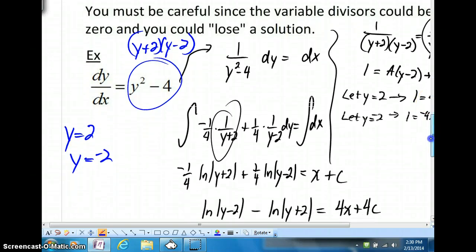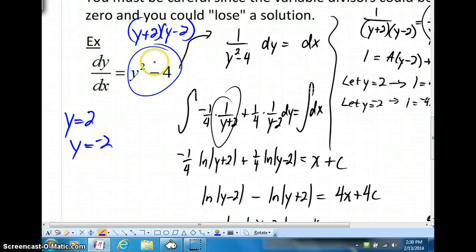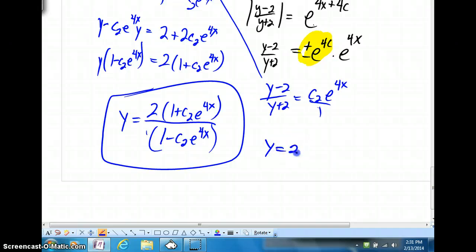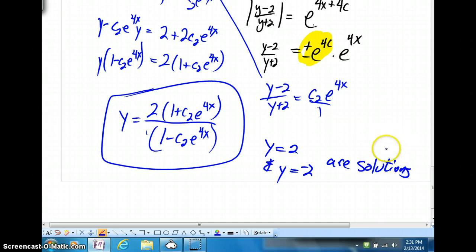Kids are like, yeah, so? I mean, obviously, you plug those in, it's going to work. What am I getting at? Y equals 2 and y equals negative 2 are solutions. You could find the y equals 2 if you choose clever. See, look at this box here. If you let your constant be 0, wouldn't you get y equals 2? But please hear this, no matter what you choose for your constant, try as you may, you'll never be arriving at y equals negative 2.